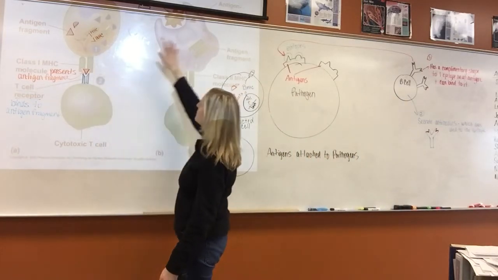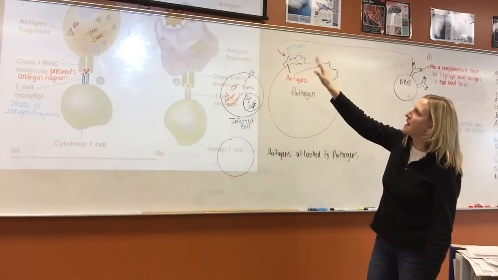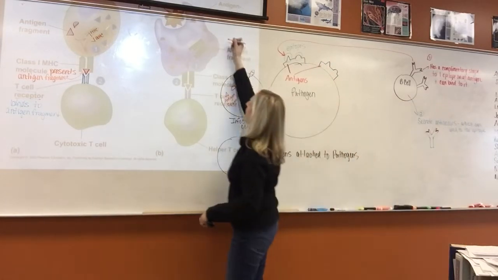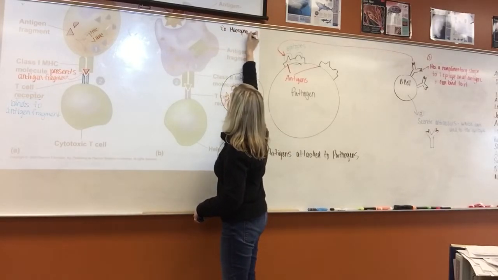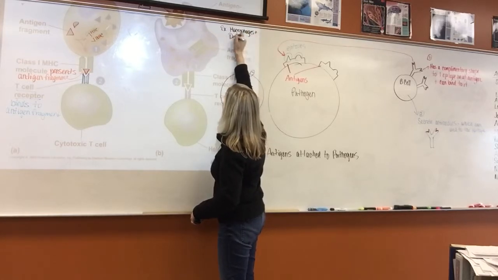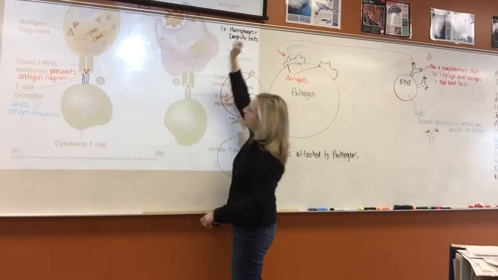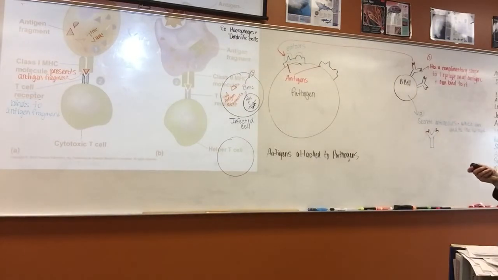The other side of this picture starts with a different cell. Notice here it says antigen presenting cell. I'm going to give you examples of what kinds of cells those could be. These could be macrophages, and I'm going to introduce a new type of cell, dendritic cells. What they have in common is that they both are phagocytic cells. They both take in microbes through phagocytosis, kind of like what we talked about yesterday.